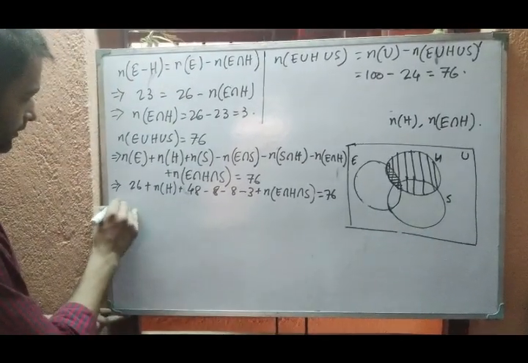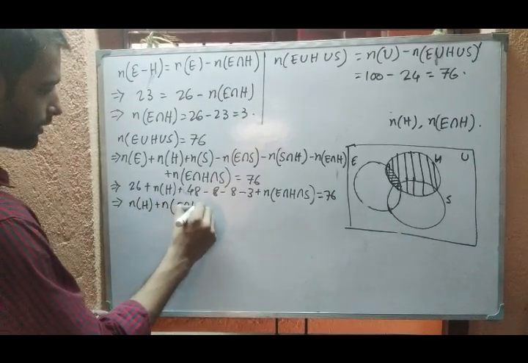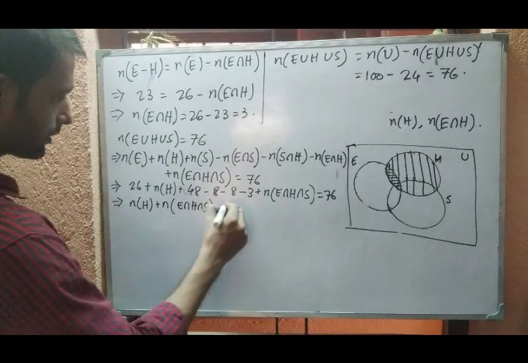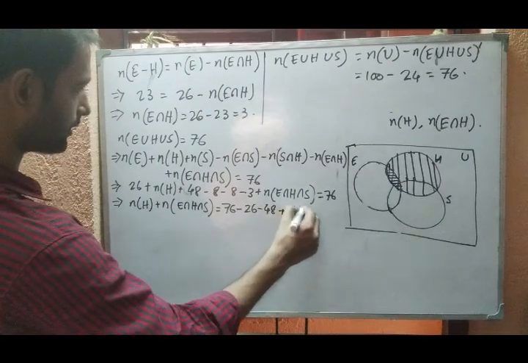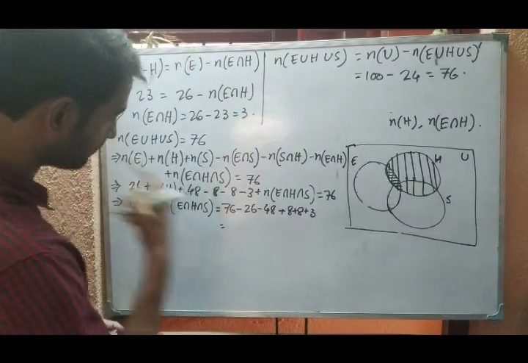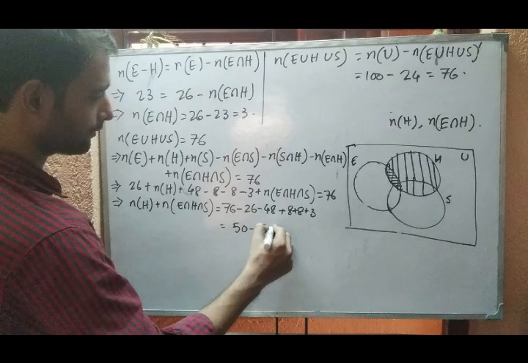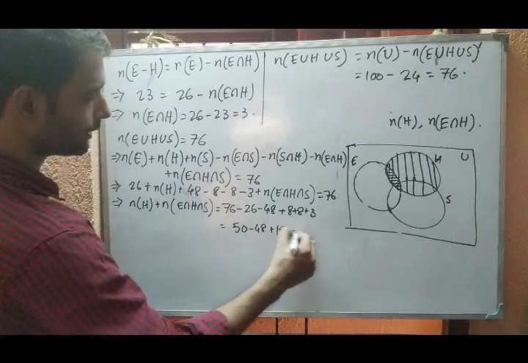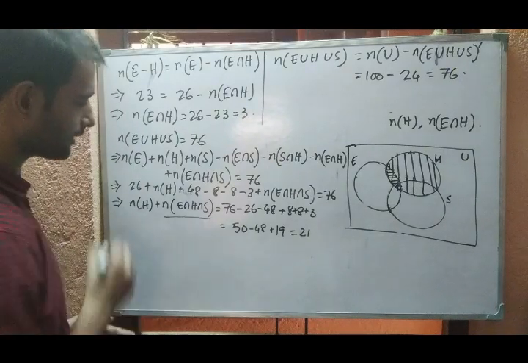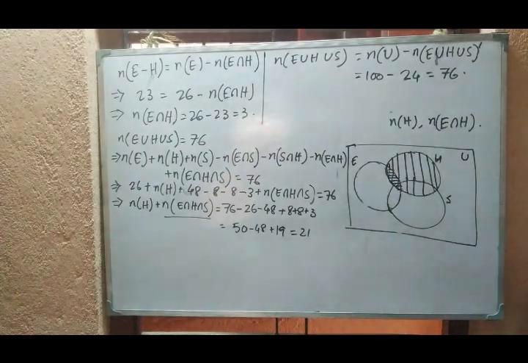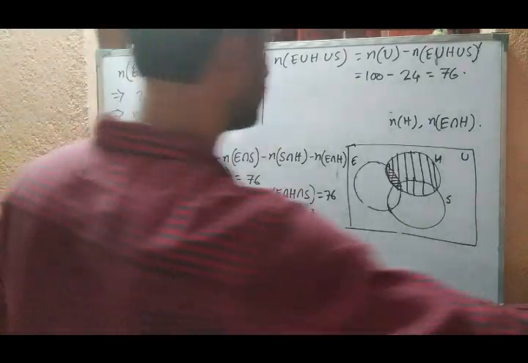Okay, so let us calculate this. N of H plus n of E intersection H intersection S is equal to how much? 76 minus 26 minus 48 plus 8 plus 8 plus 3. That becomes 50 minus 48 plus 16 and 3, 90. This becomes 2, so it is 21. So basically we have to find the value of E intersection H intersection S, so that we can find the value of n of H. Now see how we can find that.